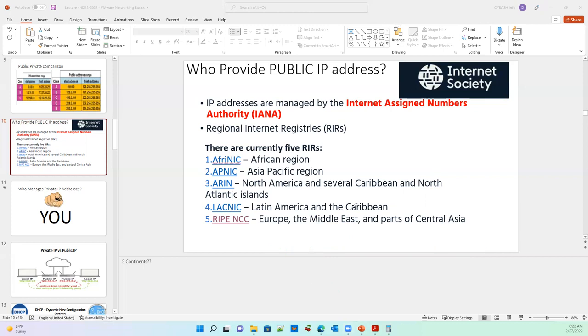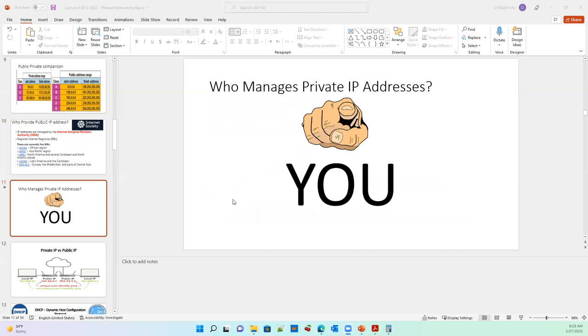If you have separate companies, like Turk Telecom and Turkcell, they will have different IP address ranges, so they don't overlap. This looks like it is divided by continent to make it easy. The next one is that you manage your private IP address, so you can have a fancy 10.0.0.0 address if you wish, or 172 or 192 addresses.